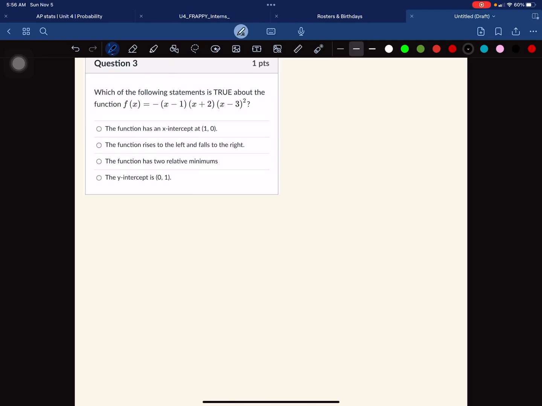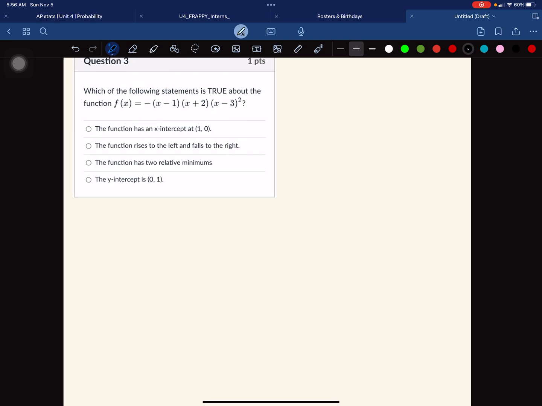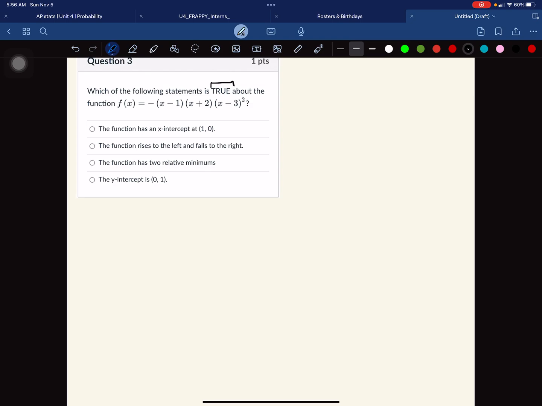Question 3 on polynomial capstone practice test B. This one we're looking for a true statement. All right, and there's only going to be one possible answer. You can tell because you've got radio buttons here.